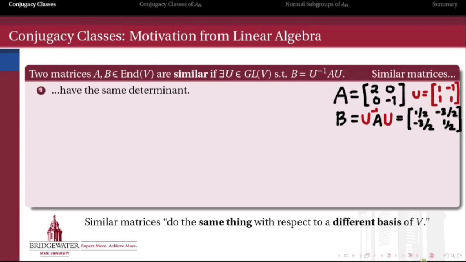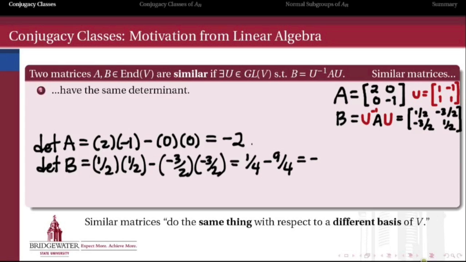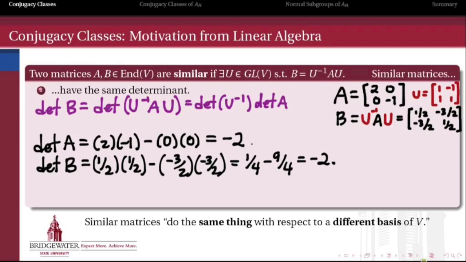They have the same determinant, as we can compute in this example. Here the determinant of A is the product of the diagonal minus the product off the diagonal, which is negative 2. Likewise, the determinant of B, even though the individual pieces that make up that determinant look different, miraculously, remains the same. Why? Because the determinant in linear algebra is a multiplicative function. The determinant of U inverse times A times U is the product of the determinants of U inverse, A and U. And since the determinant of an inverse is the inverse of a determinant because of that same product property, the determinants of U cancel out, and the determinant of B is the same as the determinant of A.